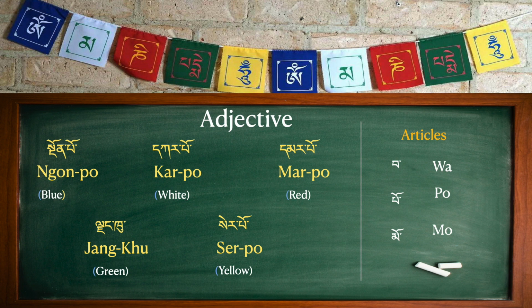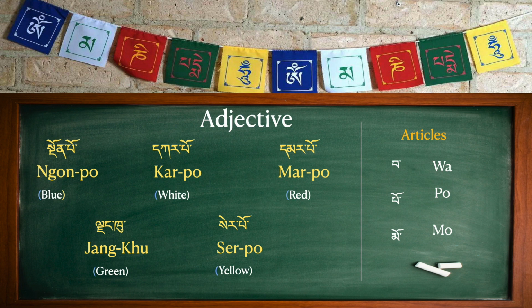For example, if you want to say dark blue, black in Tibetan is nakpo, blue is ngun po, so dark blue is ngo nak. Ngo is blue, nak is black. That is without their respective articles. So we are removing the additional terminations, that is article po, and we get ngo nak. So once again, blue in Tibetan is ngun po, black is nak po, and dark blue would be ngo nak.